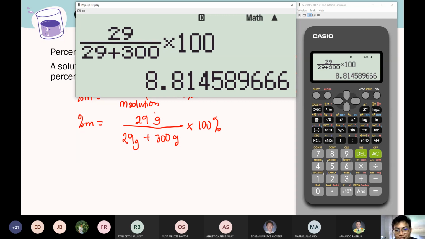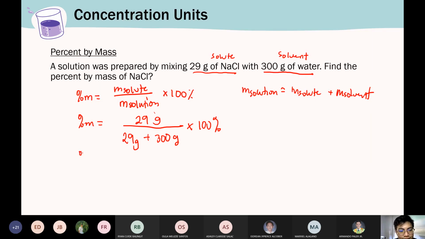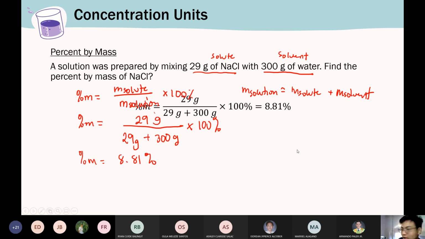Okay? So, that's our answer, 8.81. Ako usually, I prefer answers in two decimal places. Hindi na tayo magsi-significant figures dito, ha? Baka isipin nyo, baka kailangan ng proper rules. No, just two decimal places, I'm fine with it. Okay, so I will write the answer as 8.81%. Let's check if our answer is correct. Ayan, 8.81%.